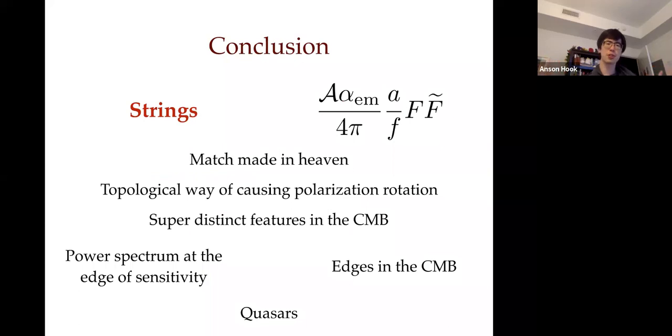So just to conclude, strings plus this Tuft anomaly topological coupling is to me a really interesting thing, because it's a direct way of measuring Tuft anomalies. And Tuft anomalies are exciting because they're correlated with the quantization of electric charge. And so there are multiple ways to look for it in the CMB.